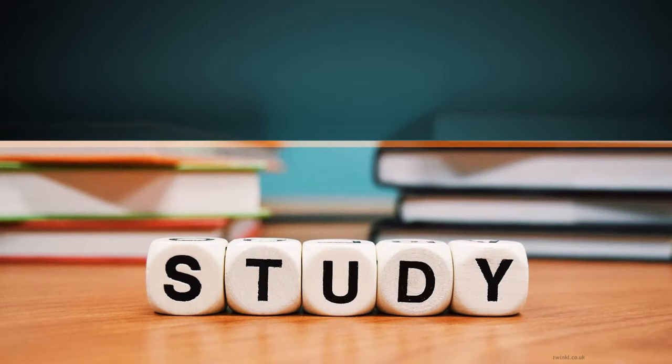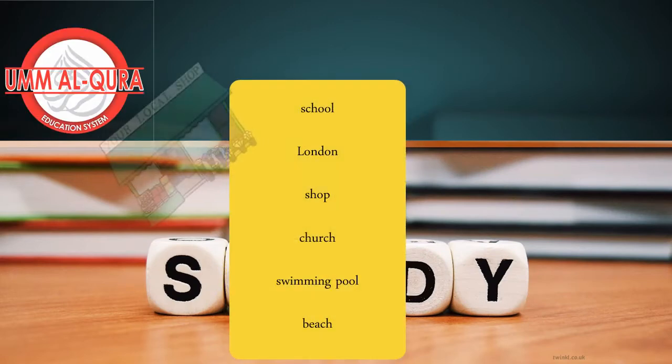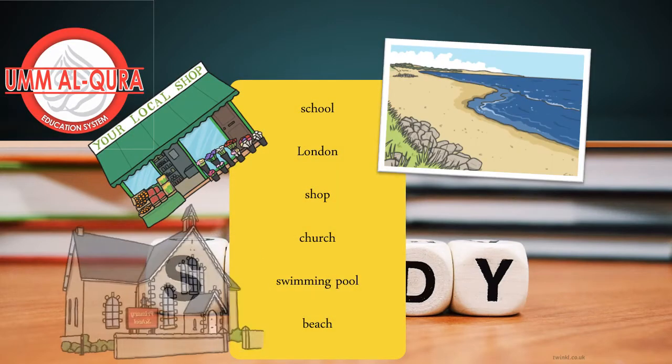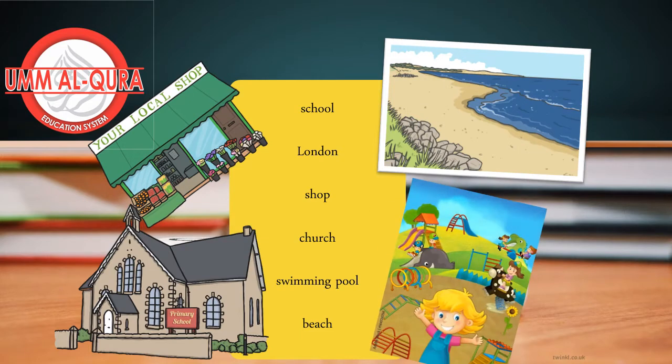Now the next example is the name of a place. It may be a school. We are talking about London. It's the name of a place. Shop, church, swimming pool, beach. These are all considered nouns.